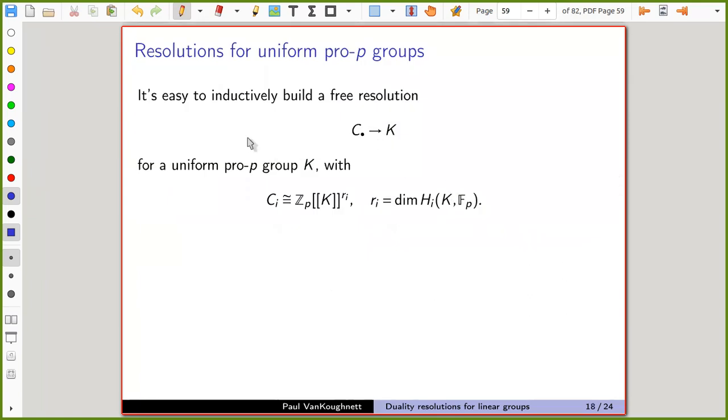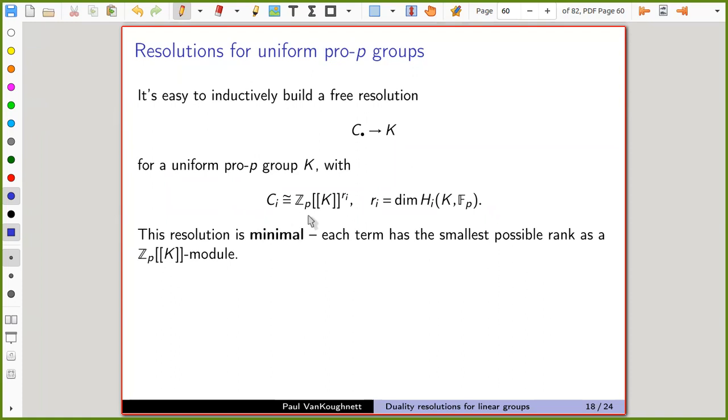Now, if we only think about uniform groups, it's very easy to inductively build free resolutions. What we can do, we can actually choose these resolutions to be minimal, meaning that each of the terms is free and the rank of the terms is equal to the dimension of the homology of K in that degree. And you can build these inductively. Because each of these modules is supposed to be free, it's very easy to define maps out of free modules.